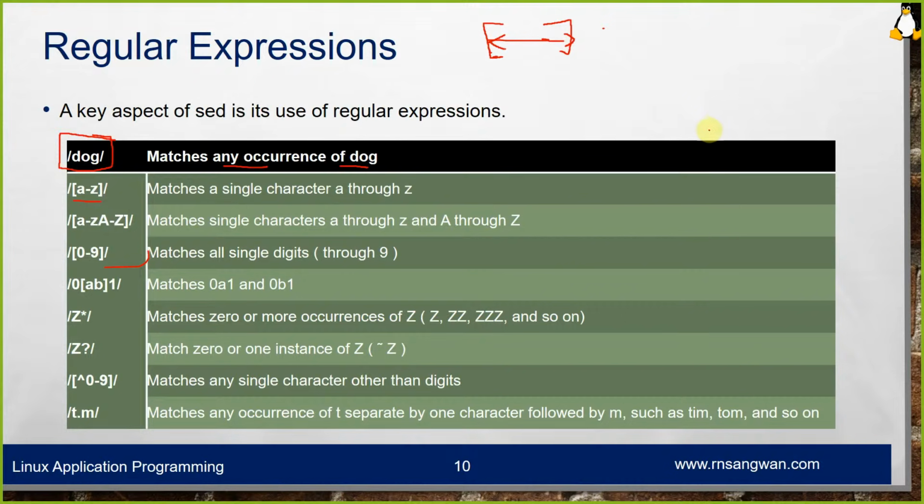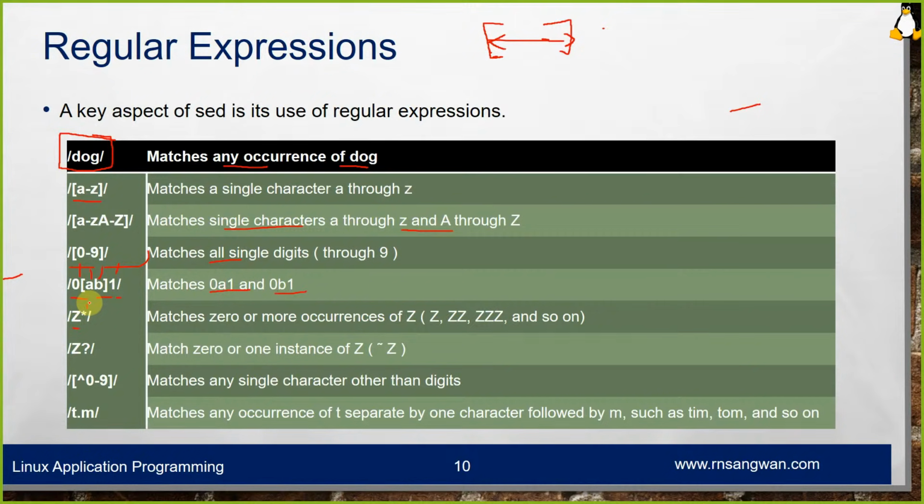So reverse order is not allowed, only increasing order is allowed. a-z is any single lowercase letter, A-Za-z is any single uppercase or lowercase letter, 0-9 is a single digit. 0[AB]1 means first 0, then either A or B, and then 1. That means 0A1 or 0B1. Z star means 0 or more occurrences of Z. Zero occurrences means no Z, and even if it is 5, then 5 Z's.